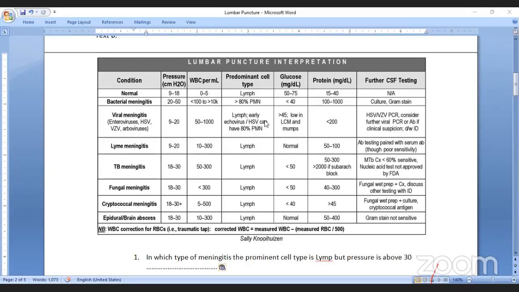Now let us go to brain abscess, which Dr. Danish Bhatt has given as the answer. Your prominent cell type is lymph, but your pressure is between 18 and 30. In the question they mention above 30, so it is only cryptococcal meningitis. This one is 18 to 30, this is 18 to 30, this is less than 30. So all of you know the answer now.